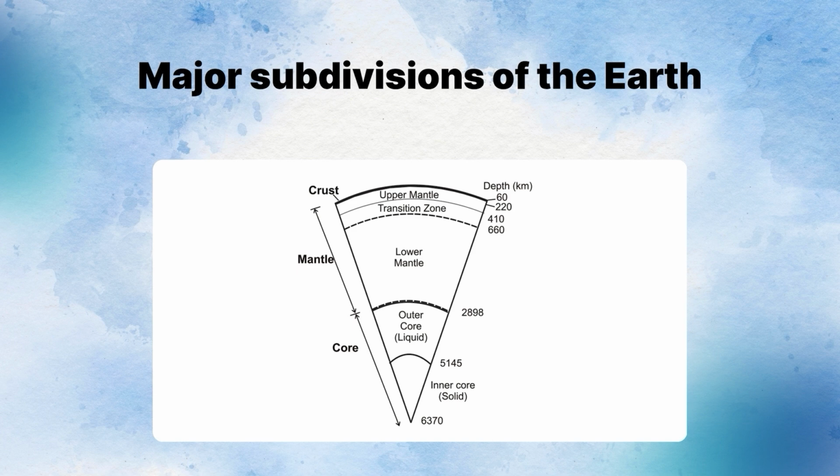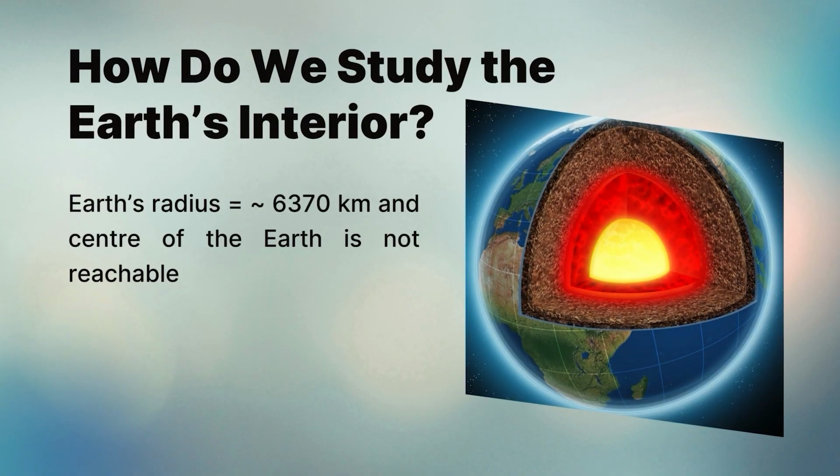Below the crust you have the upper mantle, and after the mantle, again you have a thin transition zone. After the transition zone you have the lower mantle, the outer core, and again the inner core. How do we study Earth's interior? Whatever structure I have shown you, what is the basis of study, that we will discuss. The Earth's radius, as I said earlier, is around 6,370 kilometers, and the center of the earth is not reachable.